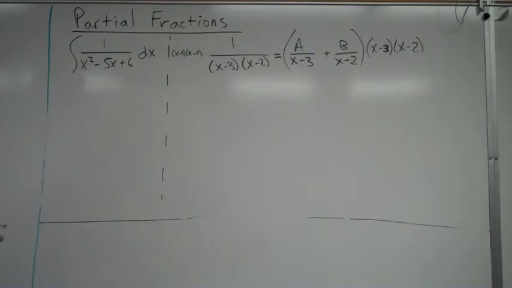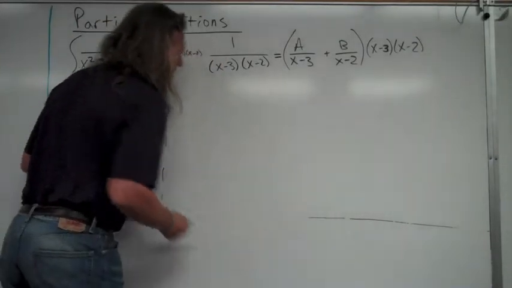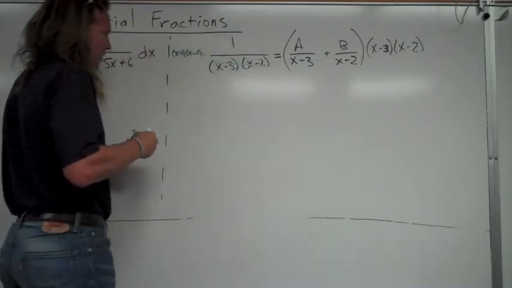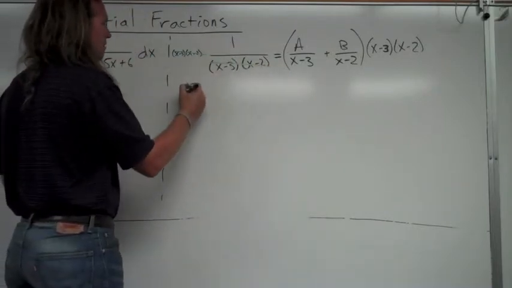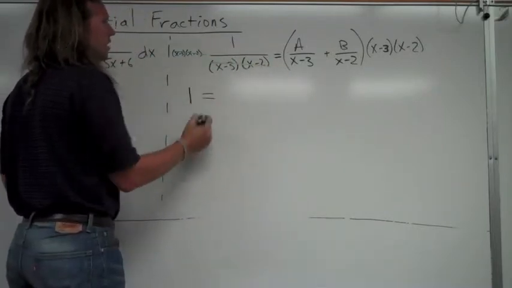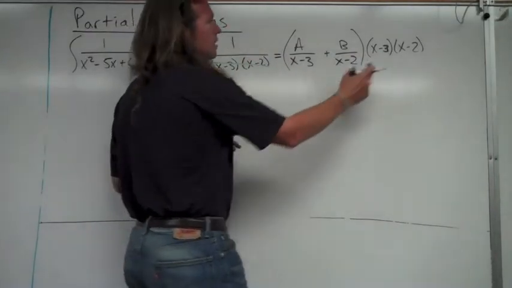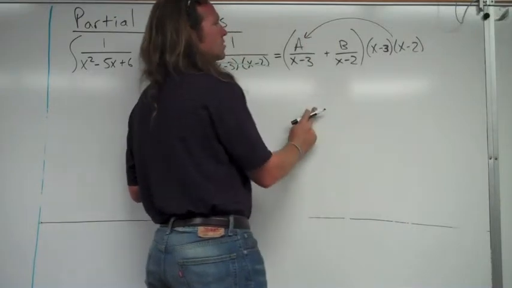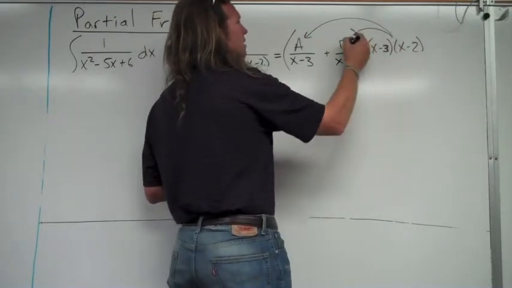Okay, now on the left-hand side, works out really nice and easy. These just cancel out, and that's obviously because we multiplied by that, and we're left with just 1. On the right-hand side, we have to multiply this whole thing right here by this first term and by this second term.